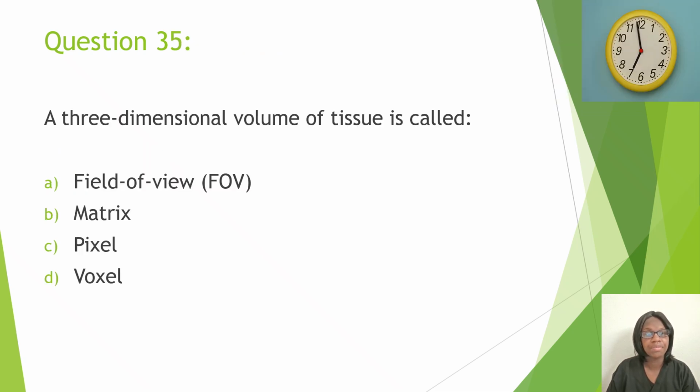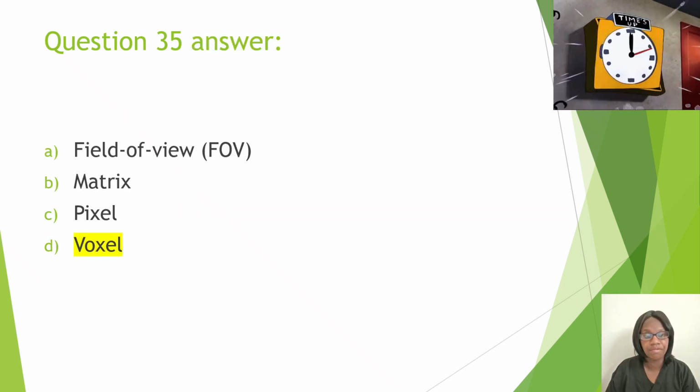Question 35. A three-dimensional volume of tissue is called field of view, matrix, pixel, or voxel? Okay, the correct answer is voxel.